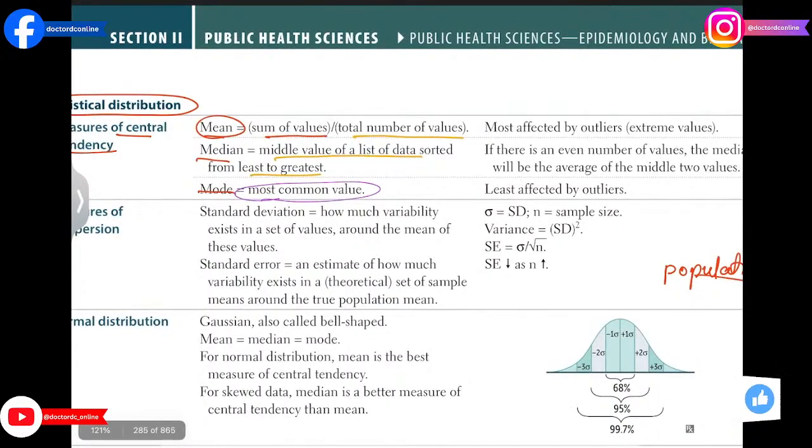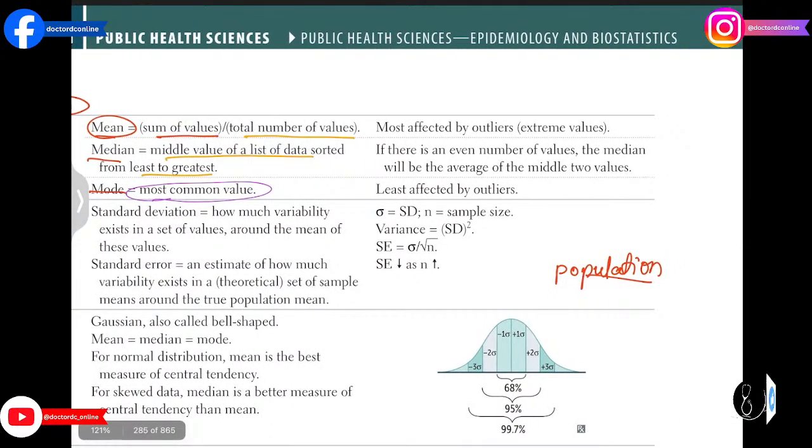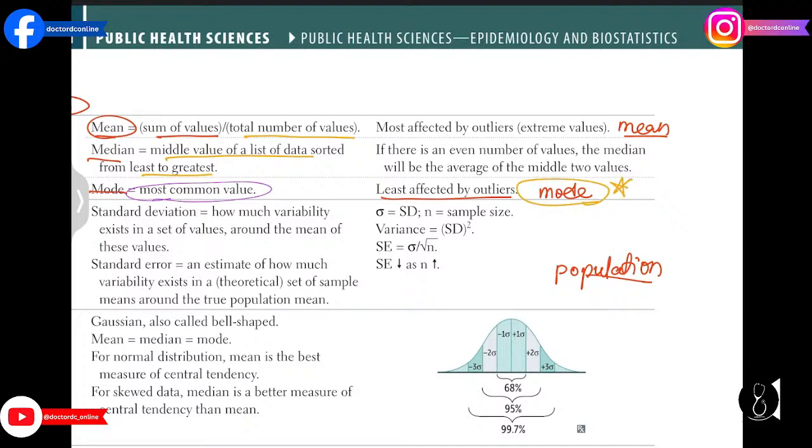So let me ask you a few questions. Which of these numbers would be most affected by outliers? The answer here is the mean. Similarly, which of these would be least affected by outliers? The answer here is the mode. Now, which one of these statistical measures would be best discovered by charting a histogram? Again, the answer here is the mode. Now, what would you do if you were calculating the median and you had an even list of numbers? The answer here is to take the average of the middle two numbers.